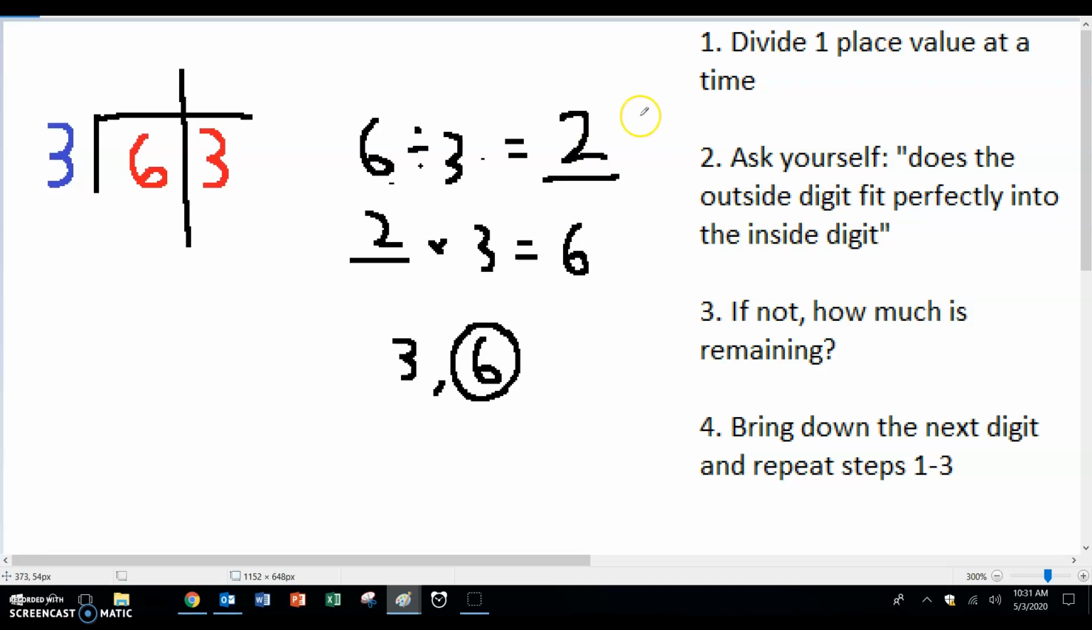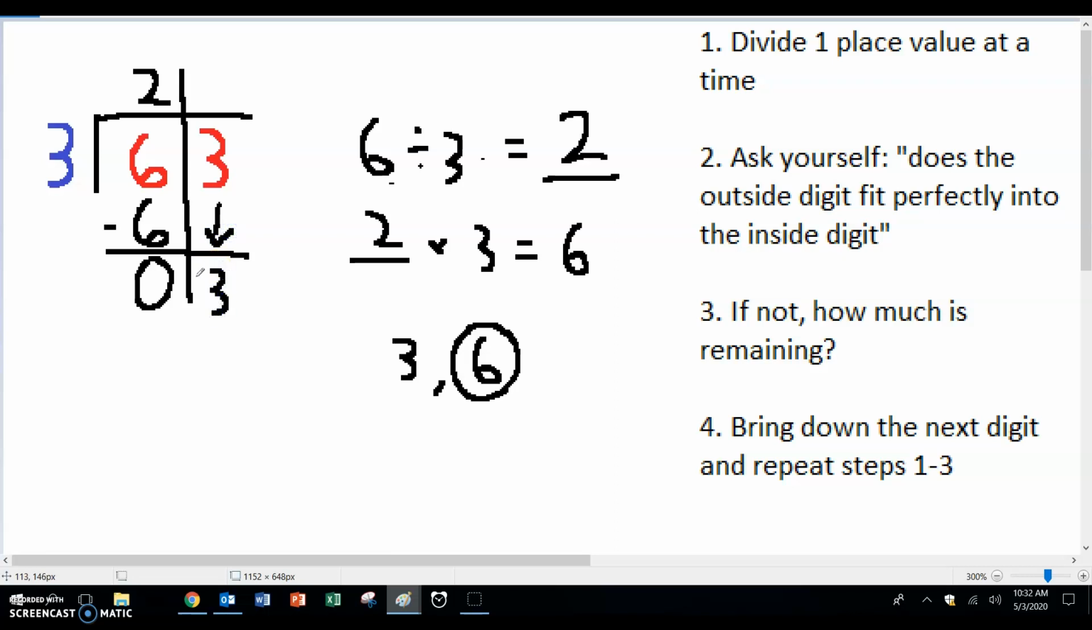Watch closely now. The 2 goes on top, and because 3 fits perfectly into 6, we do not have anything remaining. So we cross out the 6. 6 minus 6 equals 0. We have nothing remaining. And that brings us to our last step. Bring down the next digit. We've taken care of the digit 6, which means our next digit is 3. So let's bring that down.